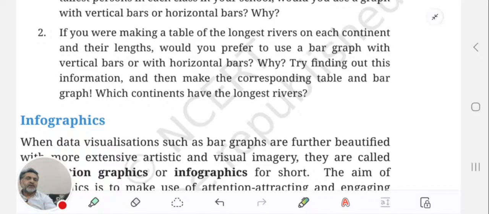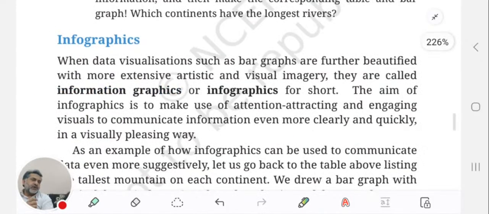હવે infographics. What is infographics? The short form of information graphics. More attractive graph. ધારો કે આપણે માઉન્ટેન, તો આપણે માઉન્ટેન જેવું દોરી દઈએ તો એ વધારે સારું એટ્રેક્ટિવ લાગે, અપીલિંગ લાગે, વધારે ઇન્ફોર્મેટિવ લાગે. So when the data visualization such as bar graph are further beautified with more extensive artistic and visual imagery, they are called information graphics or infographics.